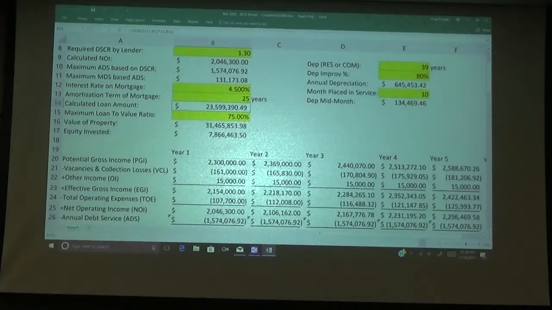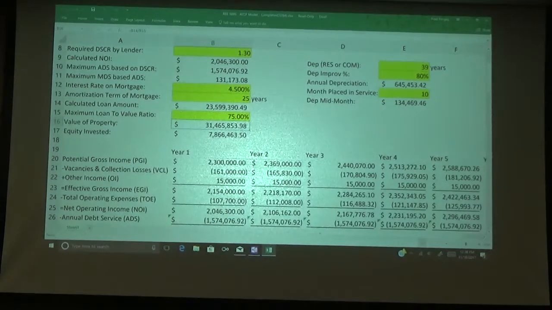Then we take that amount and we use our loan to value ratio to back into the value of the property. So in essence, we are taking the loan amount divided by the maximum loan to value ratio to back into the maximum value of the property. Okay, does that make sense? So it's a reverse calculation, but we've done it before.